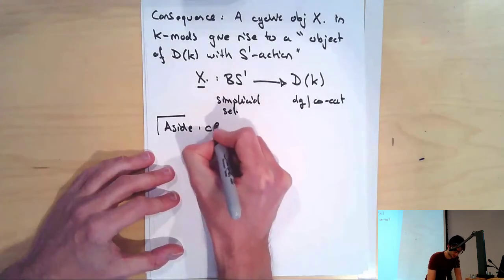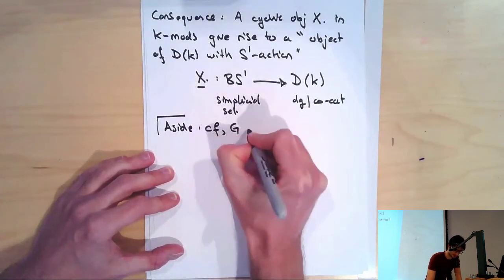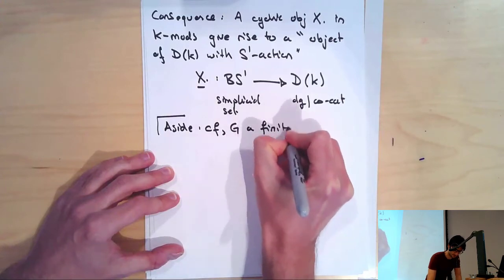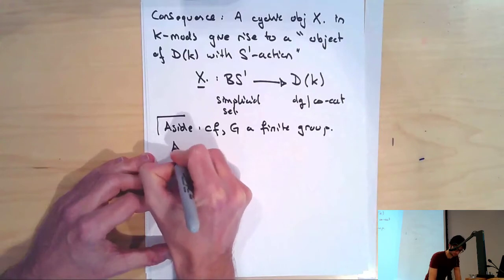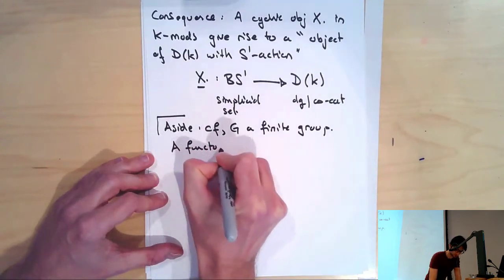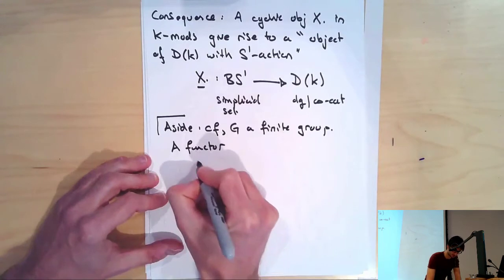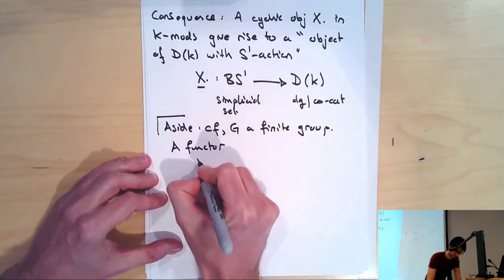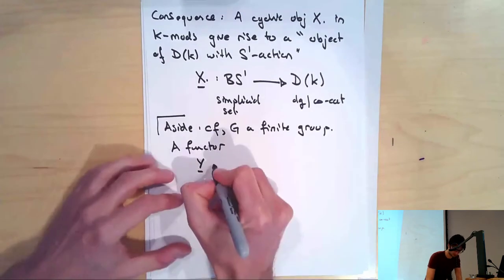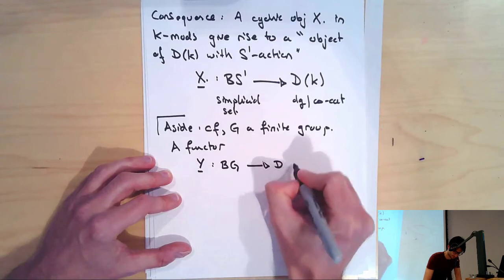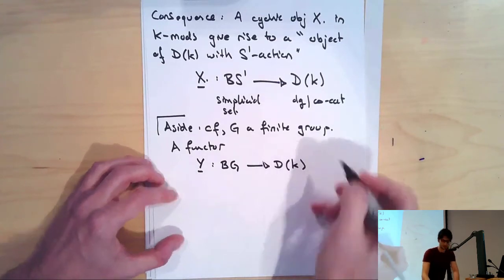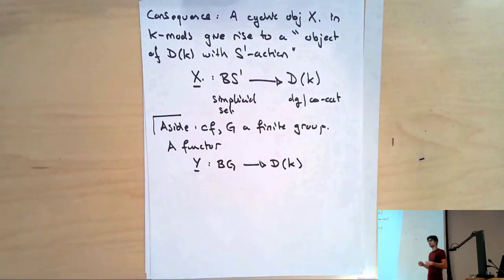So let's compare with the case G being a finite group. Let's consider the same thing. Let's have a functor. I'll call it maybe not the same x because we'll come back to this. So why don't I call it y underline from BG to dk. So BG I can now think of simply as the category in which I have a single object, and the automorphisms of this object are given by G.